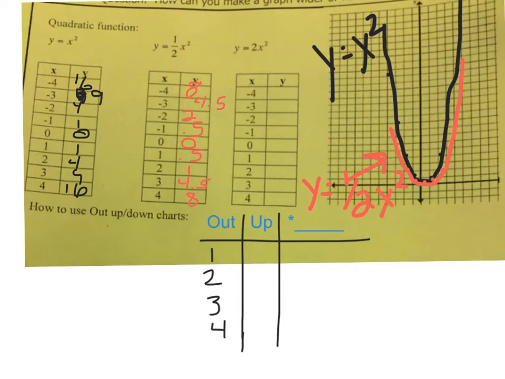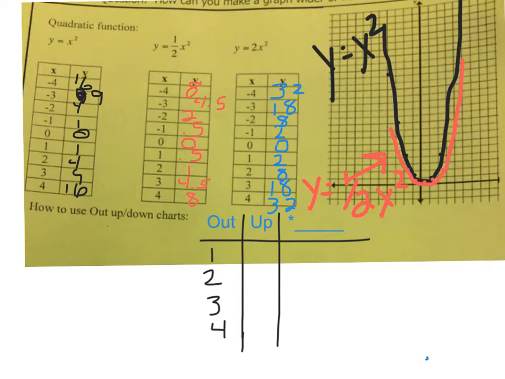My last one then is I'm multiplying by 2. So I'm going to go back to my parent graph and multiply all those numbers by 2, and hopefully you'll start to see right away that it goes up faster. So 16 times 2 gives me 32. 9 times 2 is 18. And 4 times 2 is 8. 1 times 2 is 2. And 0, and then I just keep going: 2, 8, 18, 32. And then I'm going to graph those points.